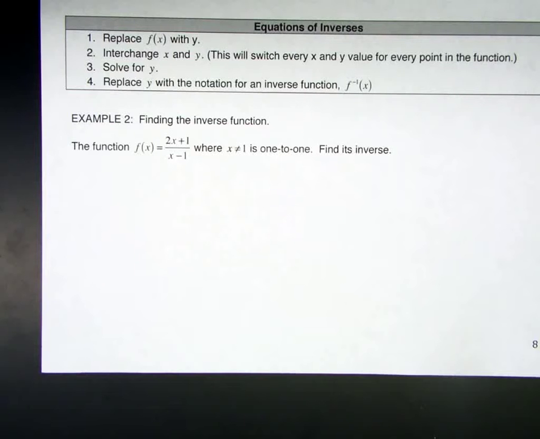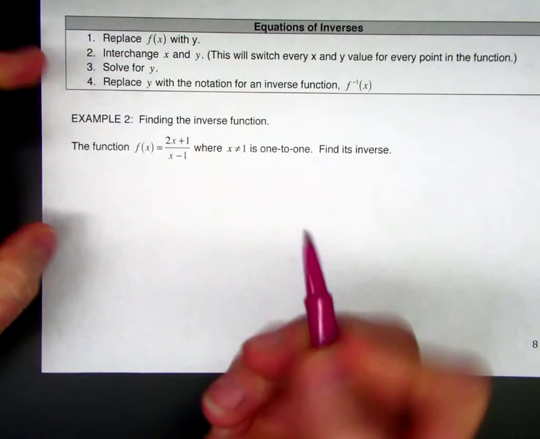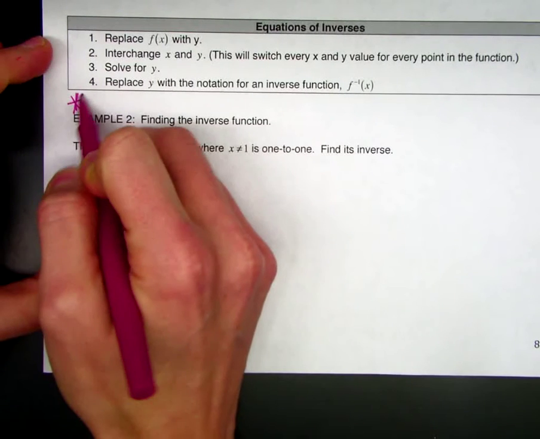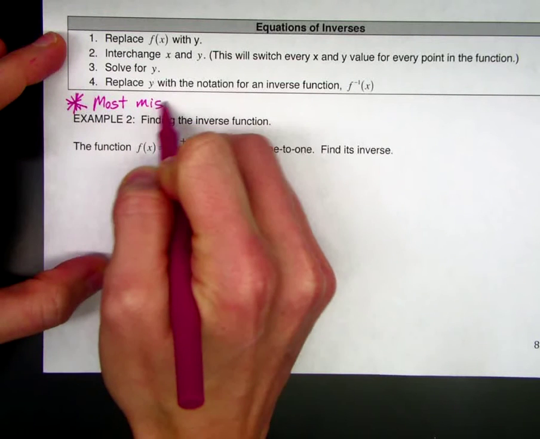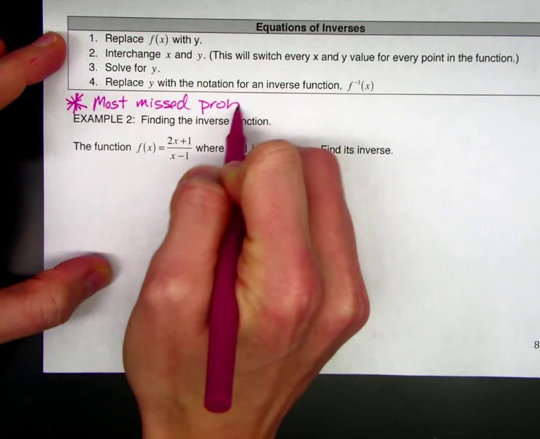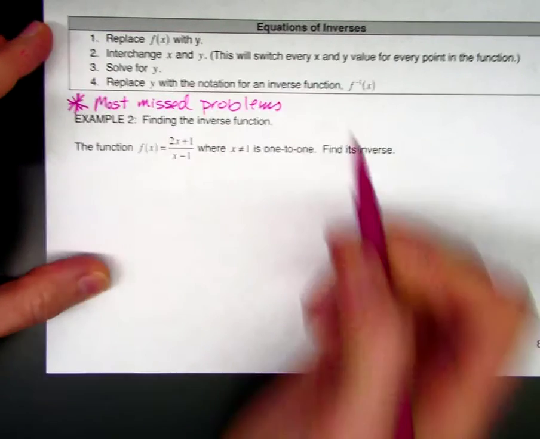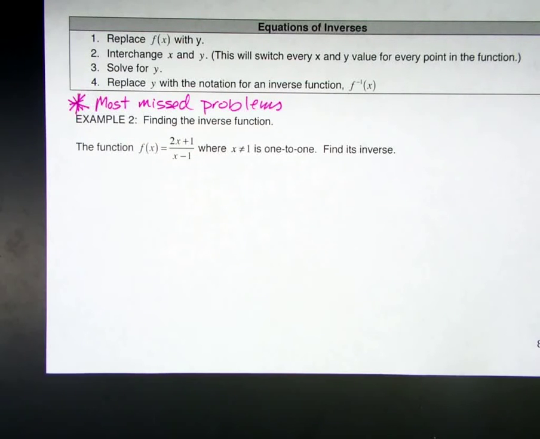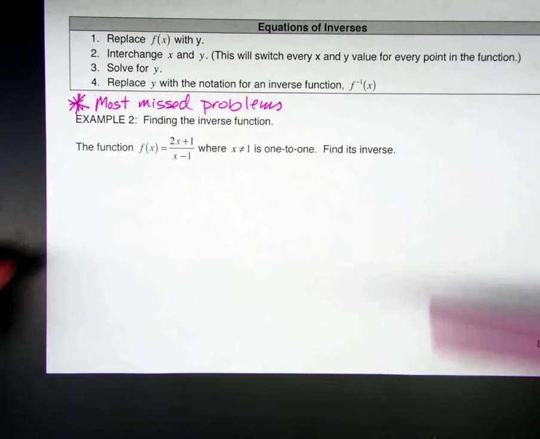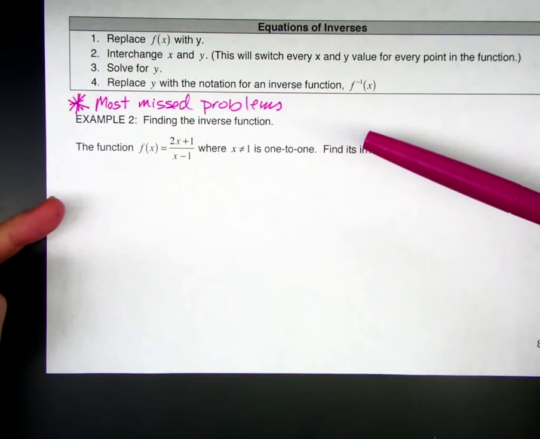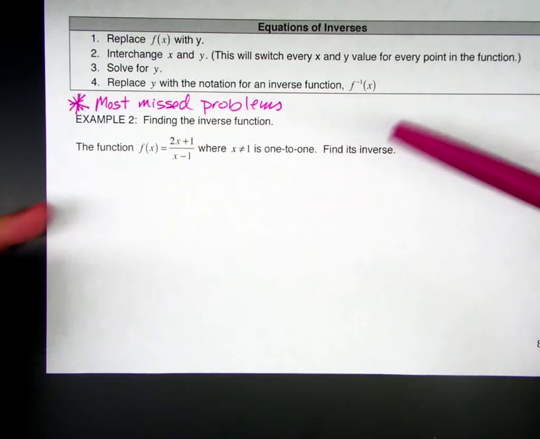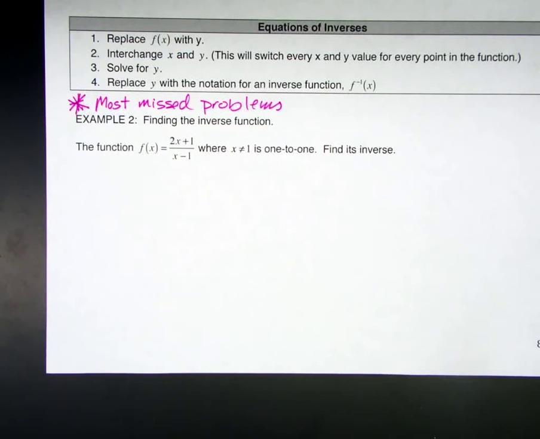What I think you guys should do first for this problem is put a star on here. This is one of the most missed problems. As you are getting ready to study for your quiz or your test, look through your notes and go through this, because this problem might be the most missed, but it's not because of the level of difficulty. It's just most missed because you forget a key step that helps you to solve for it.